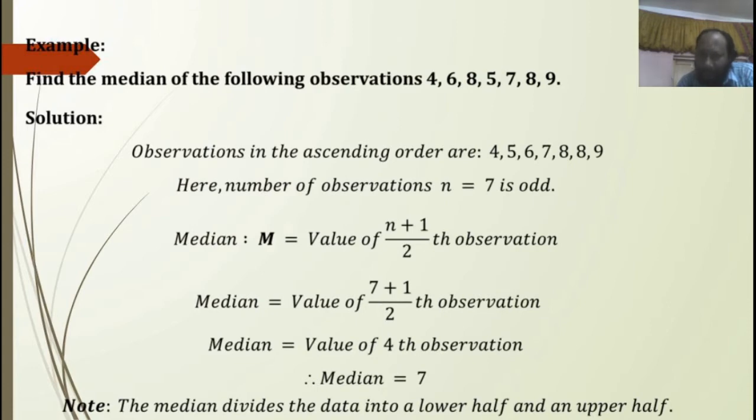Here the number of observations n is equal to 7, which is odd. So median is equal to the value of (n plus 1) by 2th observation. So the value of (7 plus 1) by 2th observation, as n is equal to 7. So median is equal to 7, that is the value of the 4th observation. Again we have to note that the median divides the data into a lower half and an upper half.